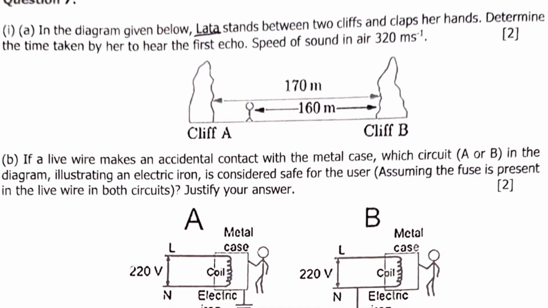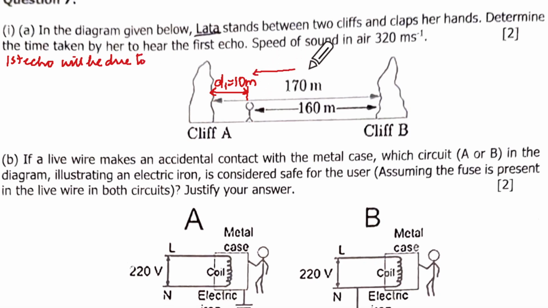So we had finished up to question number 6 and we had to start with question number 7. Now in question number 7, we have the diagram in which we are told that Lata is standing between the two cliffs and claps her hand, and determine the time taken by her to hear the first echo. Speed of sound in air is 320 meter per second. Now the first echo is not going to be because of this D1. Your D1 is going to be 10 meter.